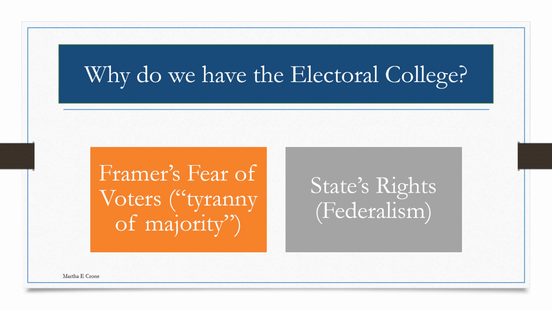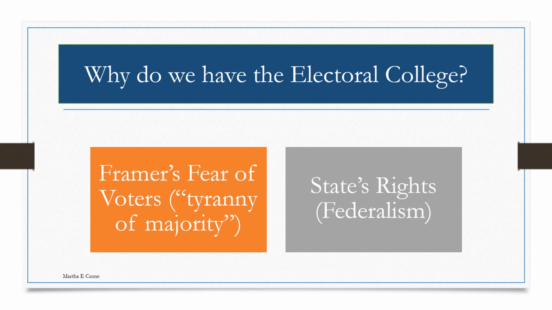So our framers decided on an indirect system to choose the president. Let the people choose the electors, they said, and then the electors, who they imagined would be wealthy, educated people like themselves, will be responsible for choosing the president.